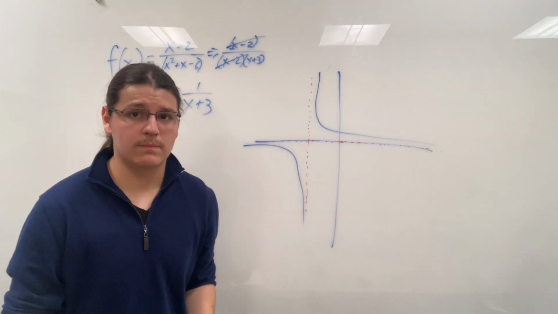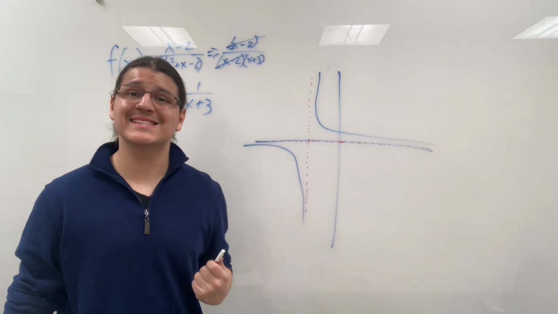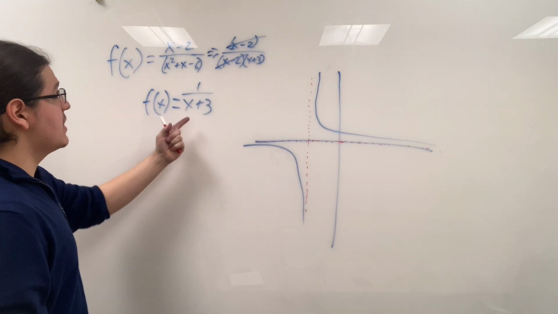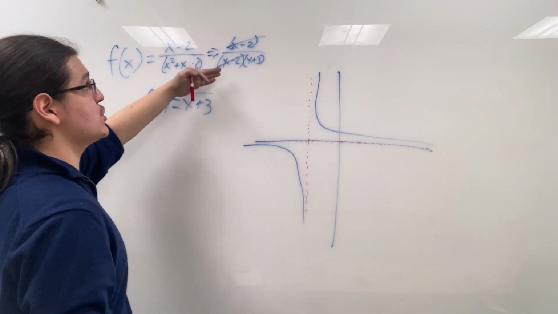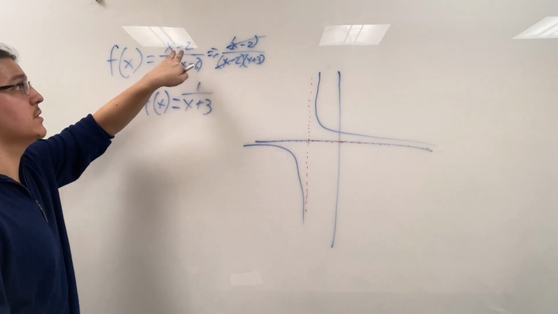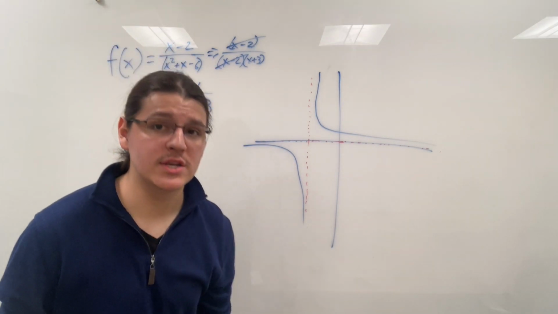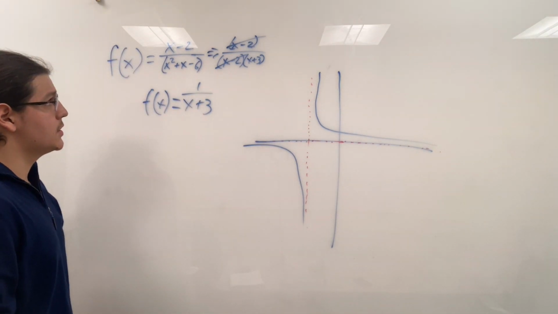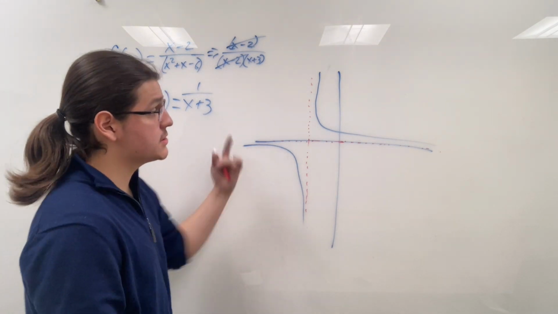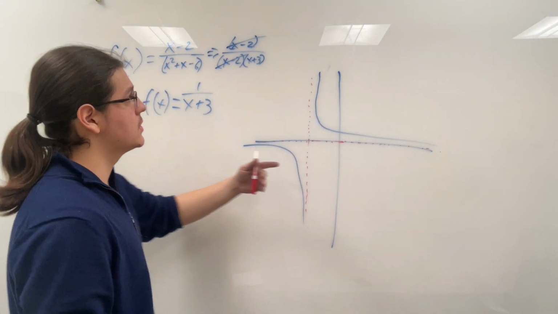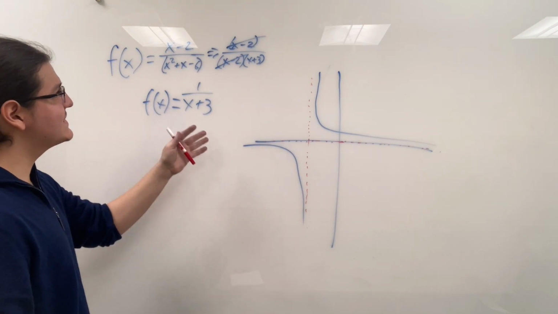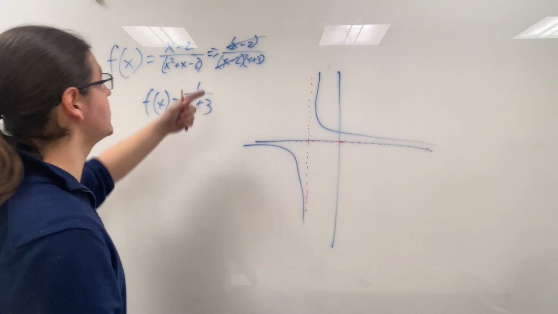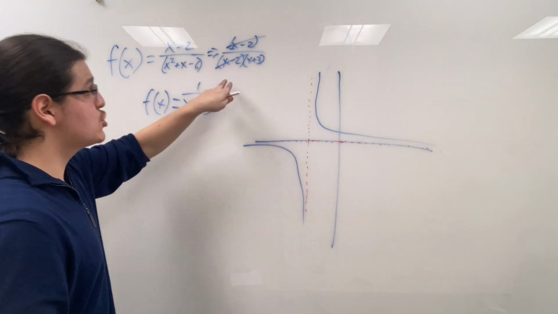This is what we call a removable discontinuity. It's a value that when we put it in the original, unchanged function, we get an undefined answer. It's not an asymptote. If it was an asymptote, then this graph would be different. Now, the reason it's not an asymptote and it's just a point on our graph is because, let's say 2 is our asymptote, okay?